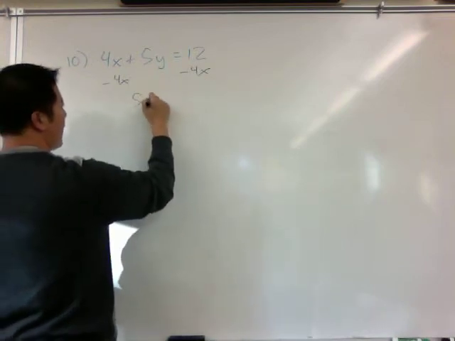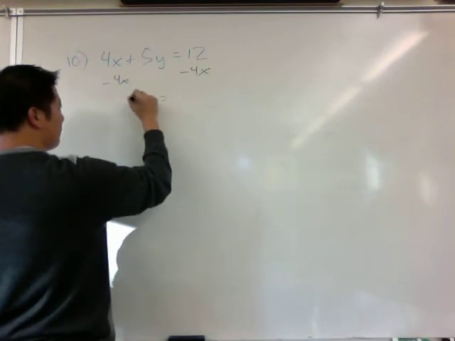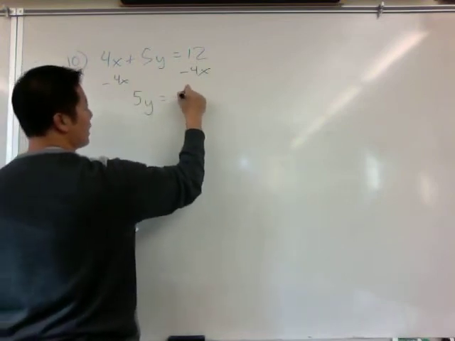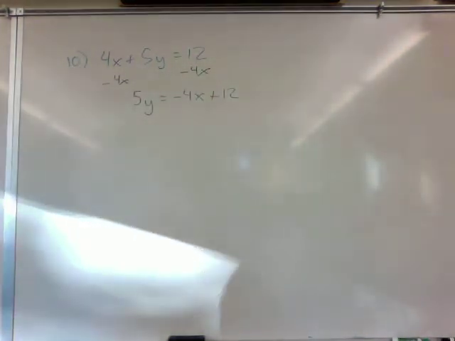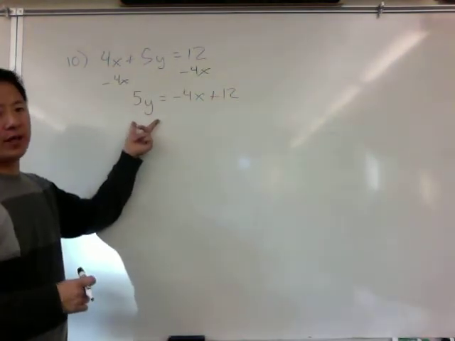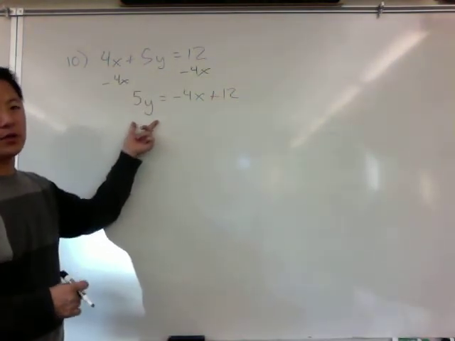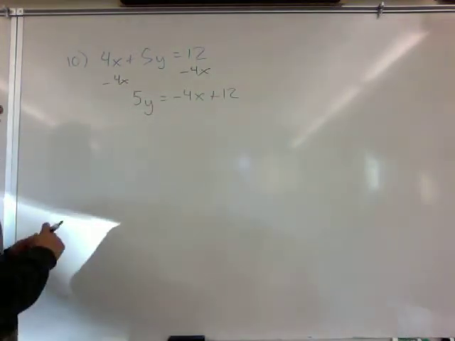That leaves me with 5y, cleaner looking 5, negative 4x plus 12, or 12 minus 4x. We want to have the x term in front of the constant, which will end up being the y-intercept. But this is not 1y, this is 5 y's. So how do we get 1y by itself? We divide by the coefficient, we divide by 5.